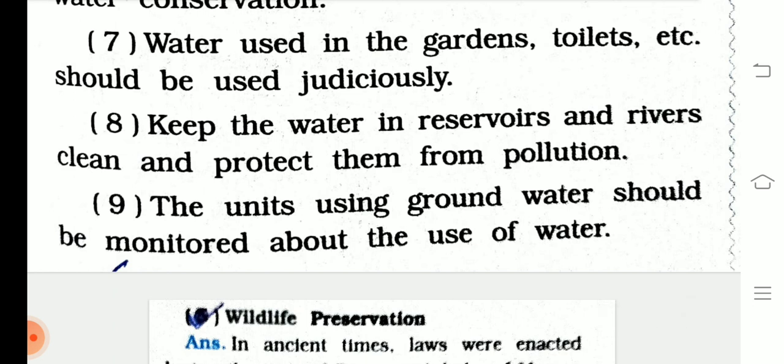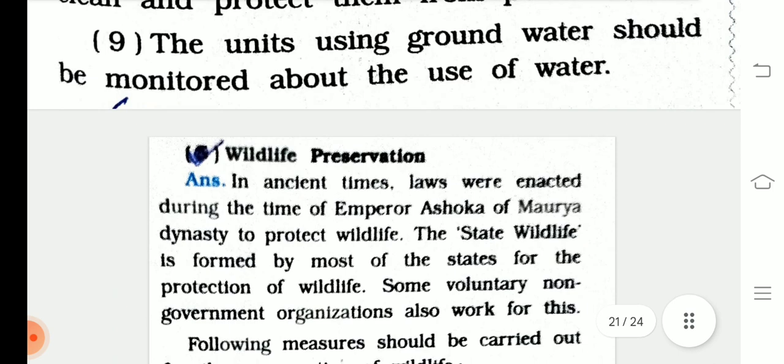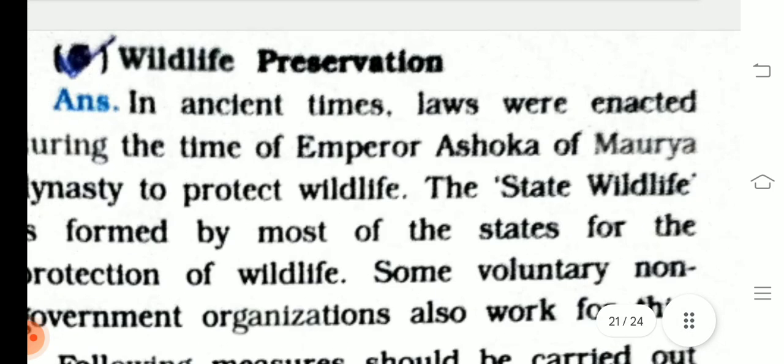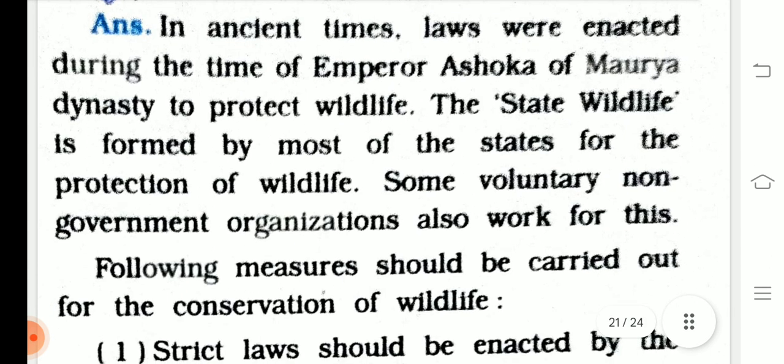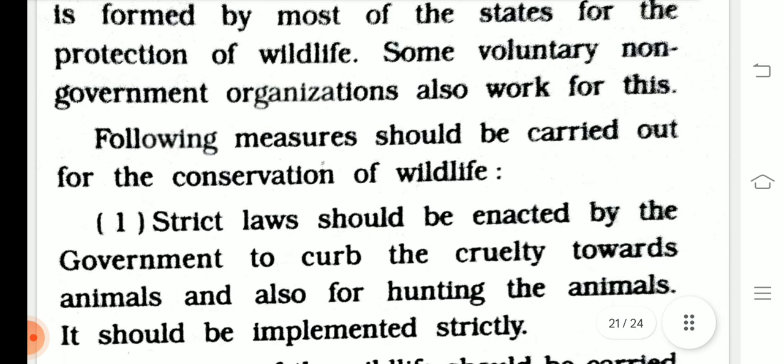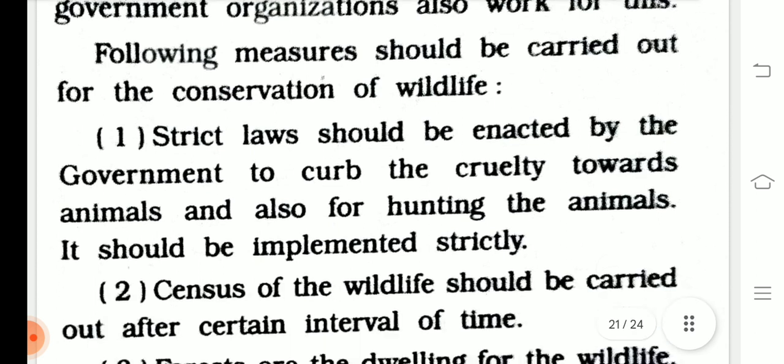The units using groundwater should be monitored about the use of water. Next one is wildlife preservation. In ancient times, laws were enacted during the time of Emperor Ashoka of the Maurya dynasty to protect wildlife. The state wildlife board is formed by most of the states for the protection of wildlife. Some voluntary non-government organizations also work for this. The following measures should be carried out for the conservation of wildlife.